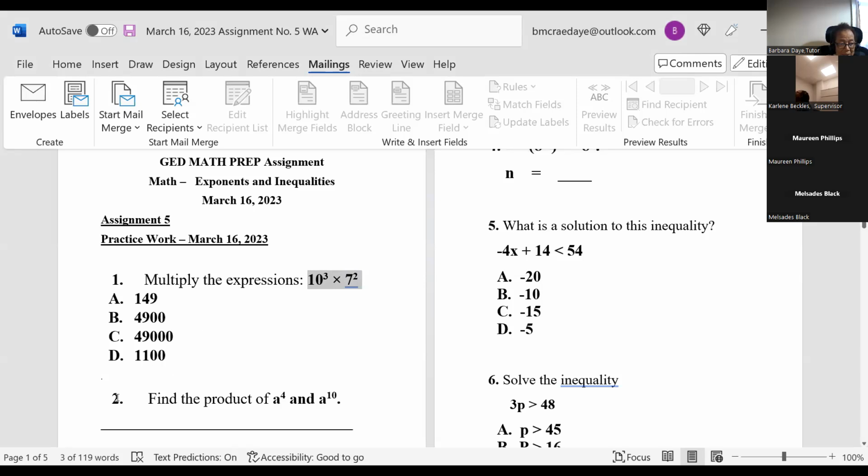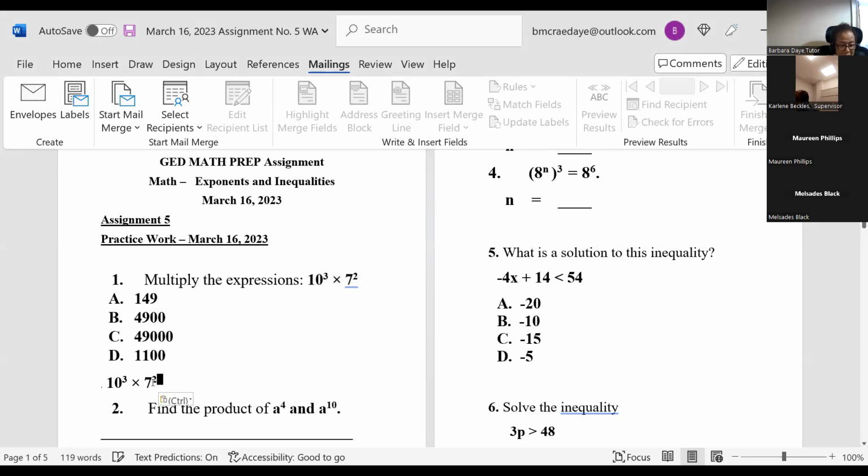Because what is happening in number one? What do you see there? Number one, you have 10 to the third power times 7 to the second power. Now, what condition do you see there? When we were talking about base and powers, what is different about that expression?